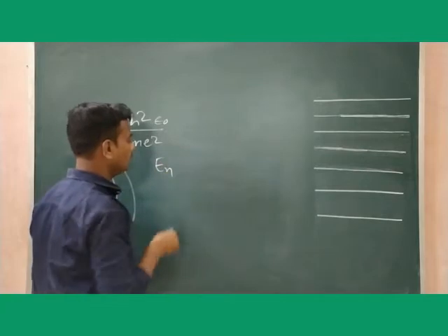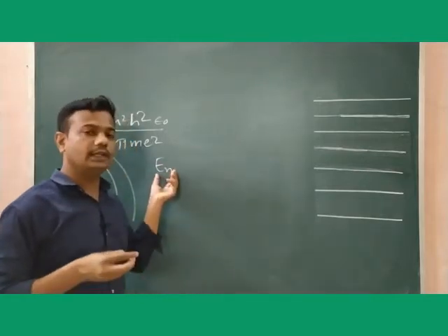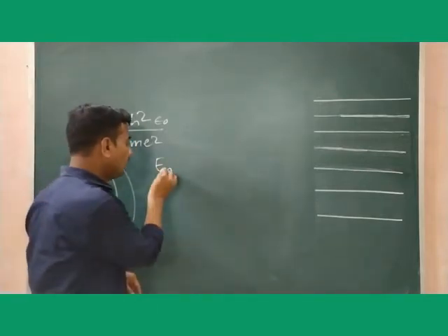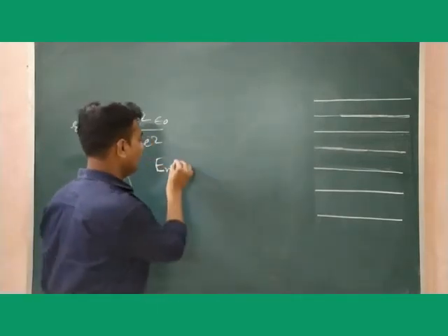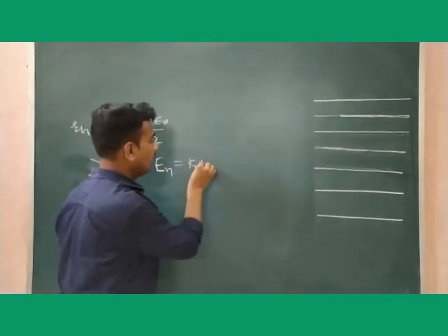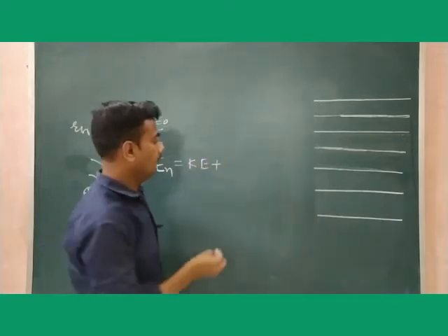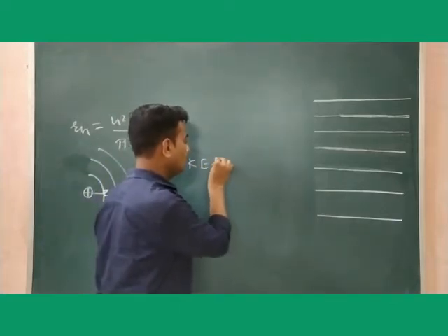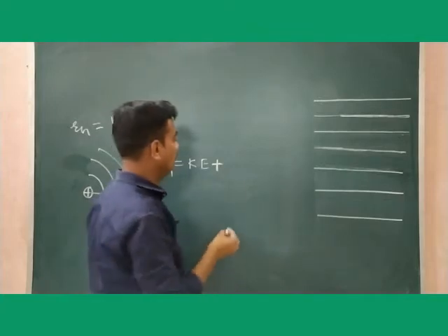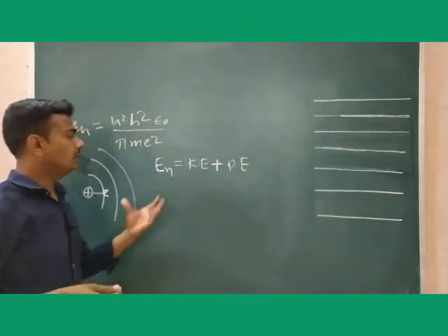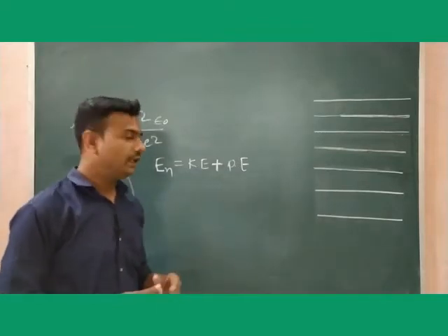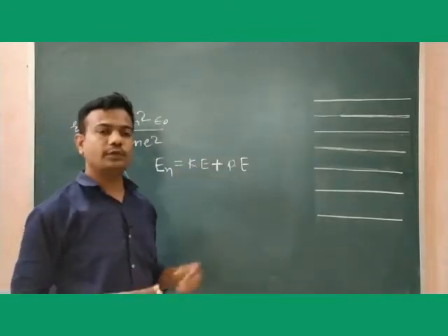Suppose En represents the energy of the electron which is revolving in the nth orbit. It is the addition of kinetic energy and, due to its position or charge, potential energy also. So the total energy of the electron is En, equal to kinetic energy plus potential energy.